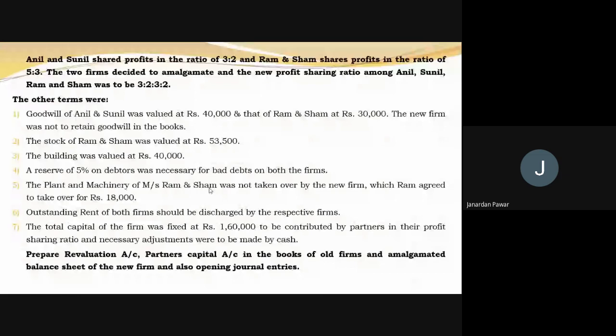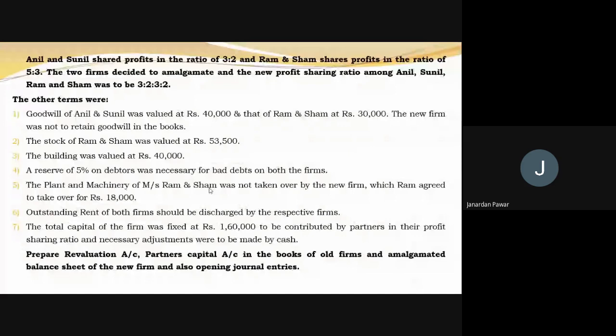The plant and machinery of Ram and Sham is not taken over by the new firm, and Ram agreed to take it over for rupees 18,000. So the plant and machinery is not taken over by the new firm, but it is taken over by the partner Ram for rupees 18,000. So we have to make the adjustment for this plant and machinery, and we have to open the plant and machinery account also for this adjustment.